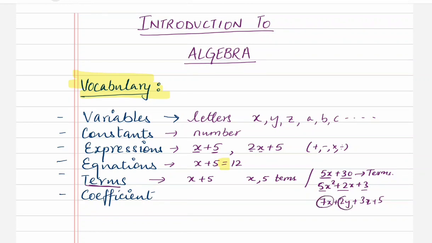So these sets, these separate sets which are separated by a positive and a negative are terms. If they are multiplied, they are one term, right?